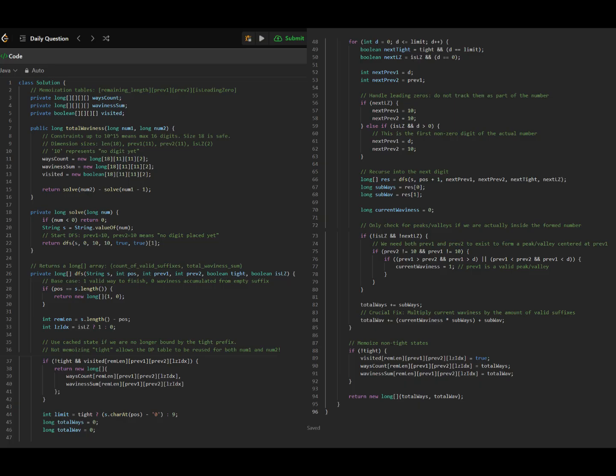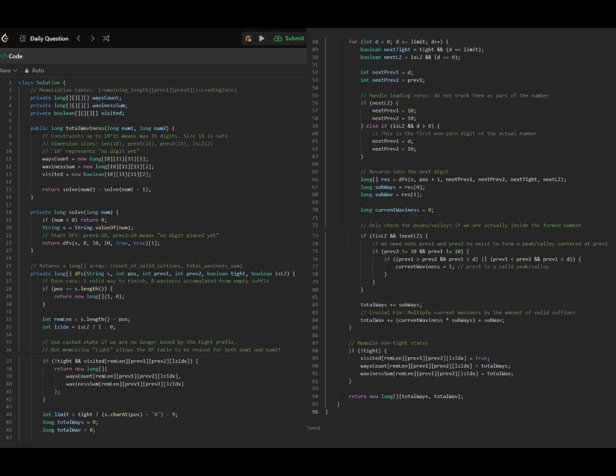Instead of just adding 1 every time we spot a peak or valley, the DFS returns two things: the number of valid ways a suffix can finish, and the total waviness gathered in that suffix. If we find a peak at our current position, we multiply it by the ways the rest of the number can be completed. This correctly propagates the peak's value across all possible combinations that follow it.